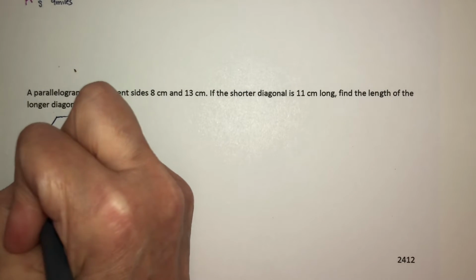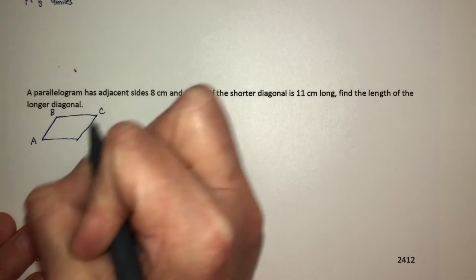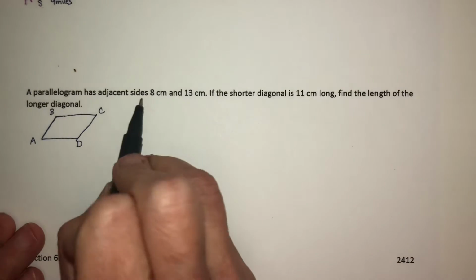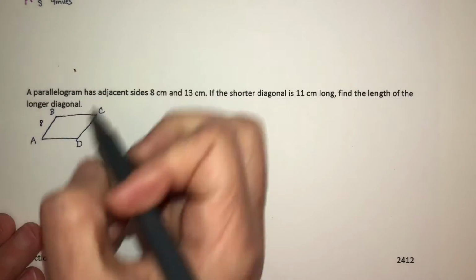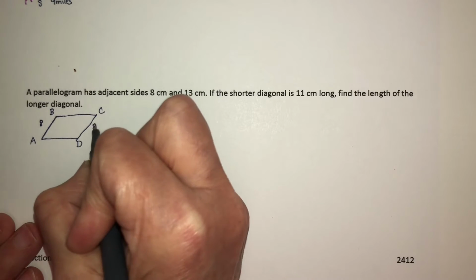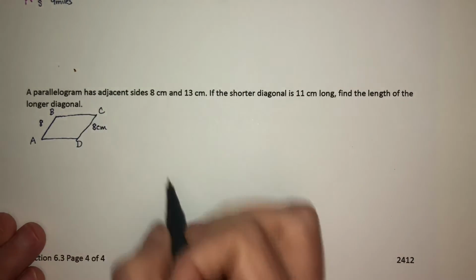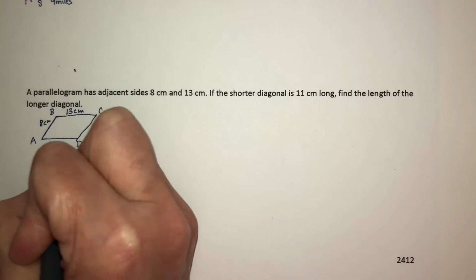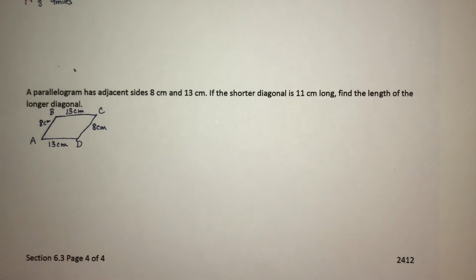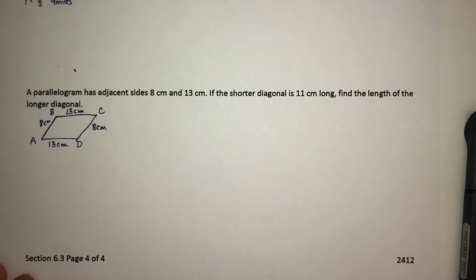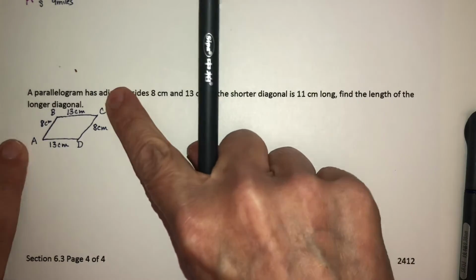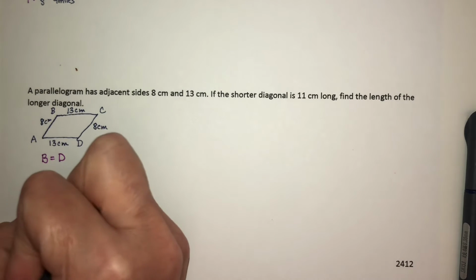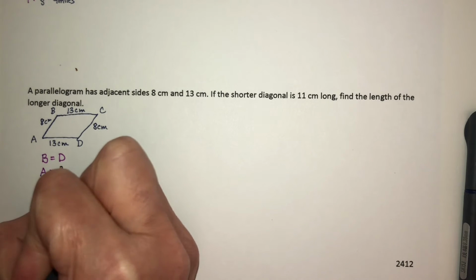I'm going to label the angles A, B, C, and D. Okay, our adjacent sides are 8 and 13. So if that's 8, with a parallelogram, this is also 8 centimeters. And this will be 13 centimeters and 13 centimeters. Something else we know about parallelograms is that your opposite angles are equal to each other. So angle B is going to equal angle D, and angle A is going to equal angle C.